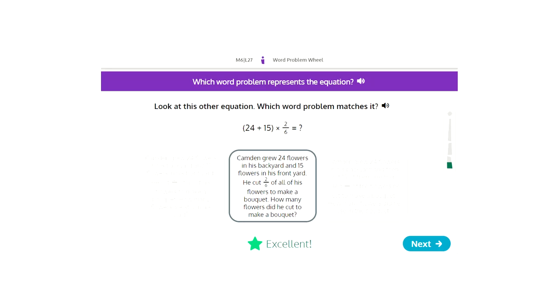The correct answer is the selection in the middle. Camden grew 24 flowers in his backyard and 15 flowers in his front yard. He cut 2/6 of all of his flowers to make a bouquet. How many flowers did he cut to make a bouquet?